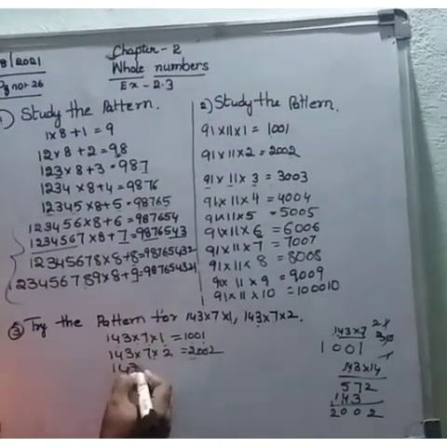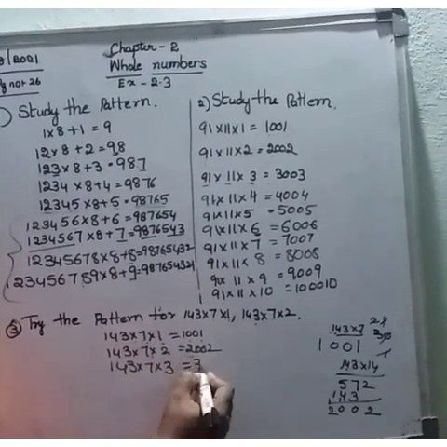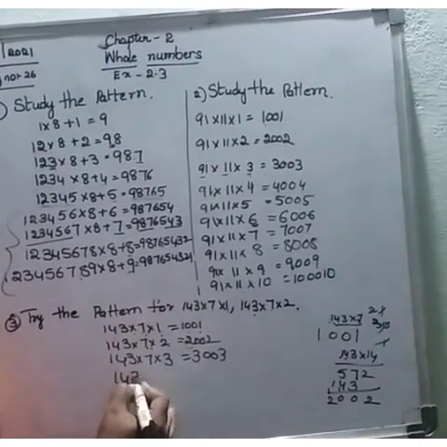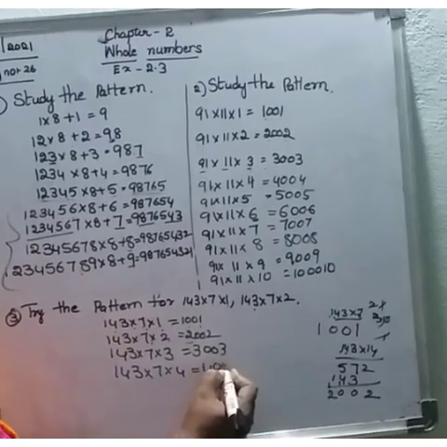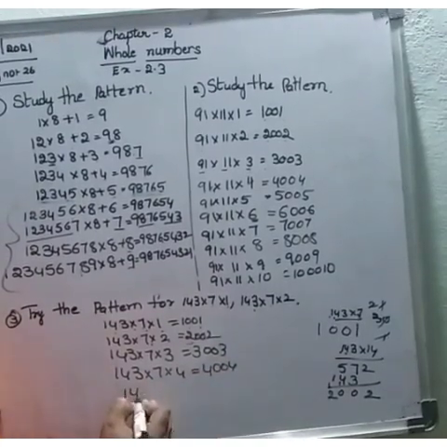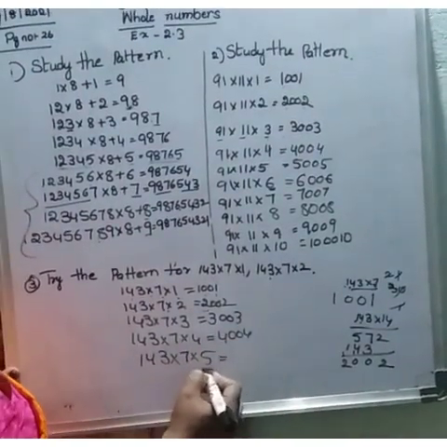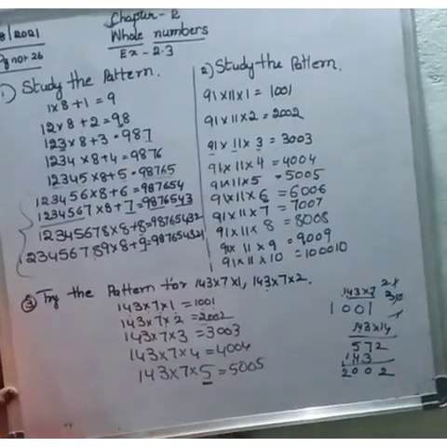What is the next pattern here? 143 into 7 into 3 equal to 3003, right? Next 143 into 7 into 4 equal to 4004. 143 into 7 into 5 equal to, here 5 is there now, so we have to get 5005.